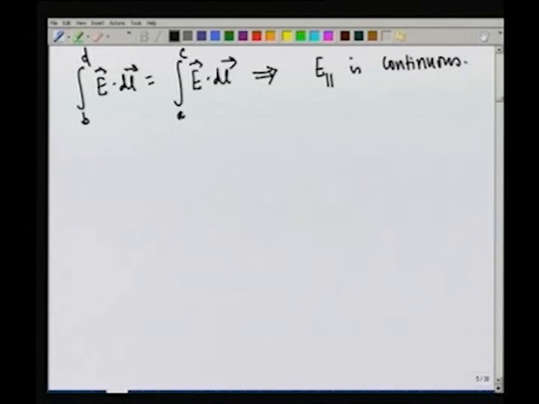Because whereas B to D is evaluated in the medium B, A to C is evaluated in the medium A, we write E parallel A is equal to E parallel B. So, A and B refer to my medium A and medium B.